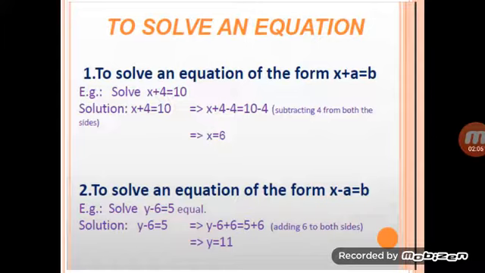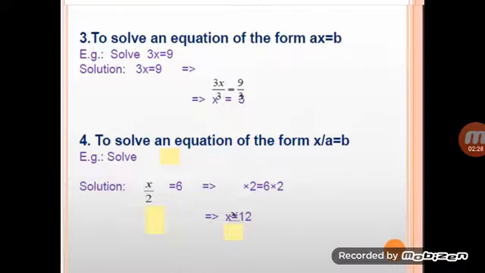The second form is x minus a equal to b. Something is subtracted from x, and when we move it to the other side, it will be added. So to remove minus a from x, we will add a on both sides. In the example y minus 6 equal to 5, we will add 6 on both sides, so y equals 11 as the result.